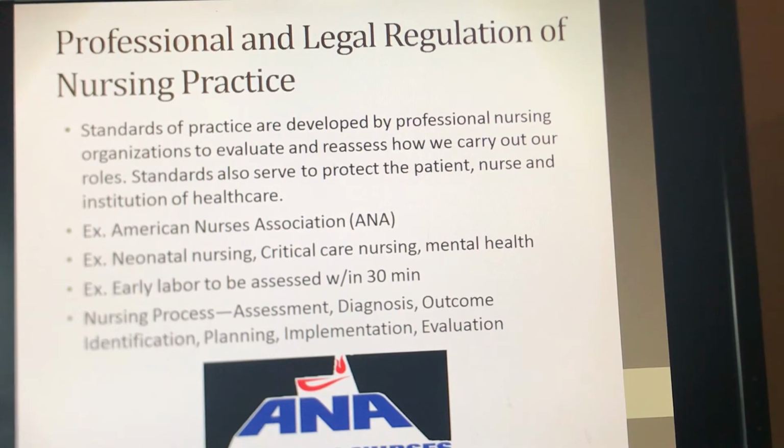And so we're going to look at outcome identification. What do I want for my patient? How are we going to plan that out? Or what does the patient want for themselves? How are we going to plan that out so we can work together? How are we going to implement those steps? Are we going to treat pain with pain medication? And whether or not it worked for your patient, that's your evaluation. And so we've got to look at those things.